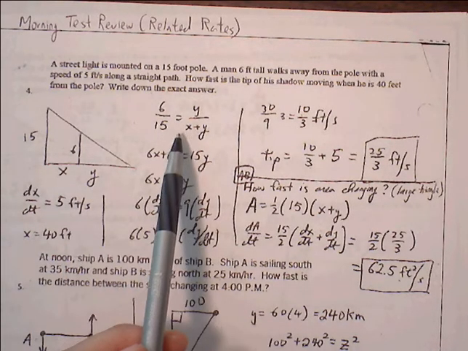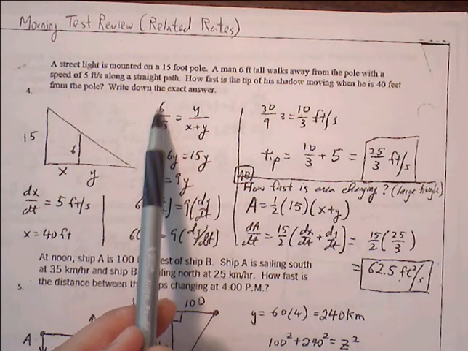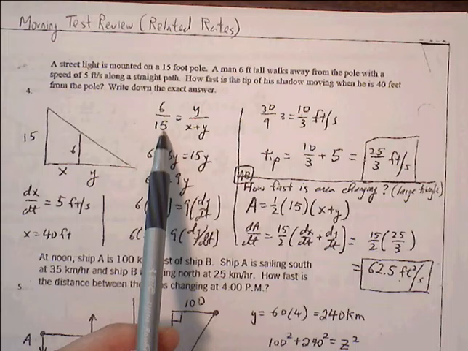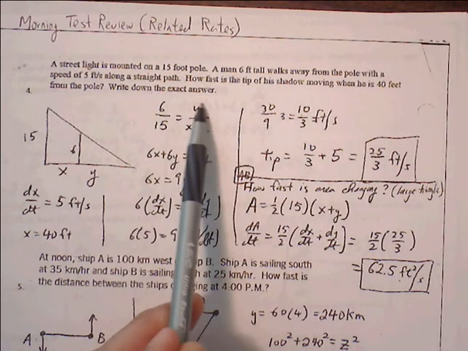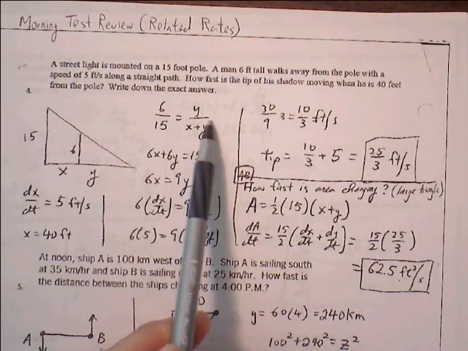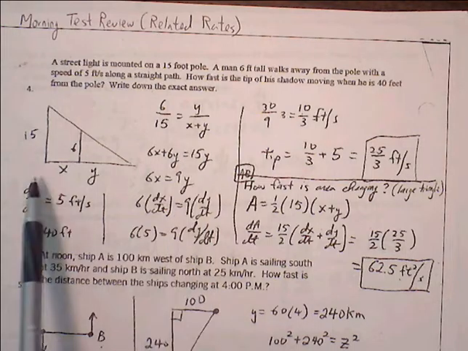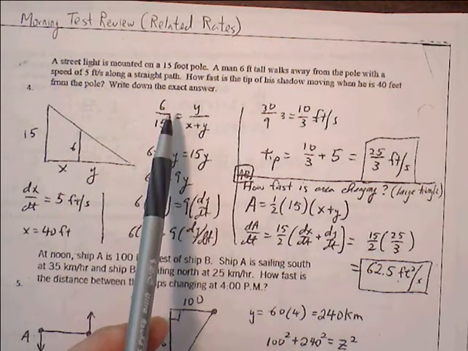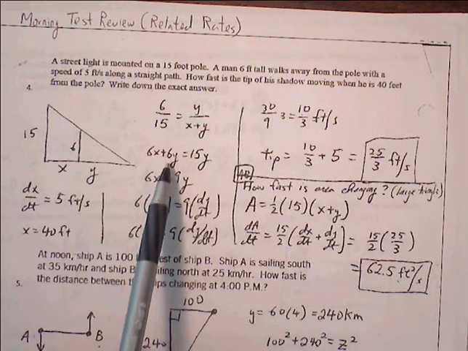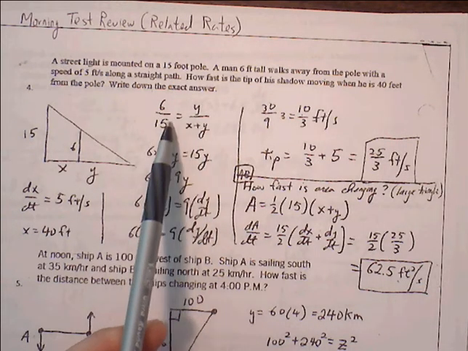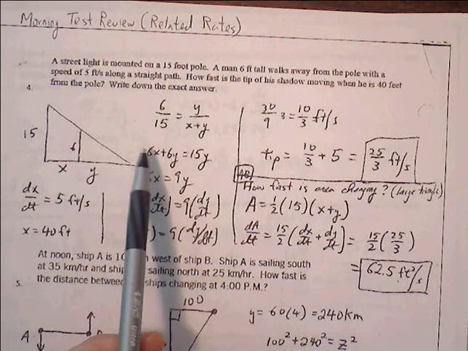So if we set up proportions here to relate x and y, we can say the height of the small triangle is to the height of the large triangle, so 6 over 15, as the length of the small triangle is to the length of the large triangle. The length of the small triangle is y, and the length of the large triangle is x plus y. Once we have this proportion set up, we can cross multiply to get the fractions to go away.